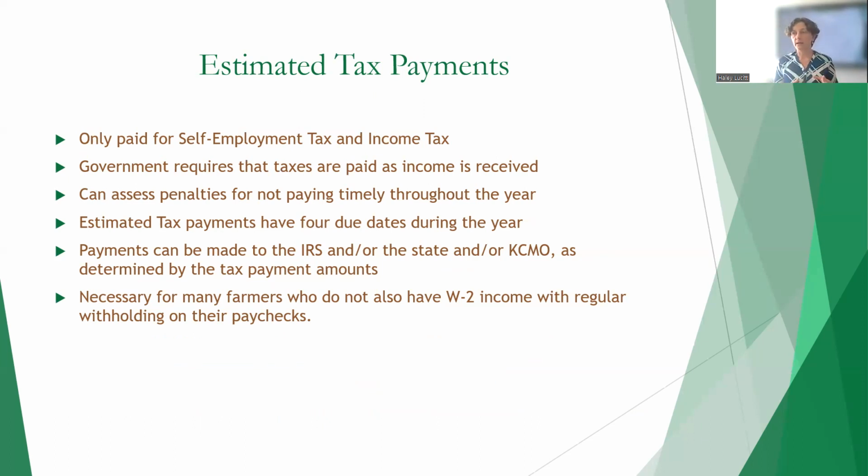And also the IRS wants you to pay in the income tax as you earn the money. So it can avoid some penalties at the end of the year. If you owe over $1,000 to the IRS, they start tacking on penalties because they technically consider that payment late. State of Missouri, and I believe Kansas as well, is $500.